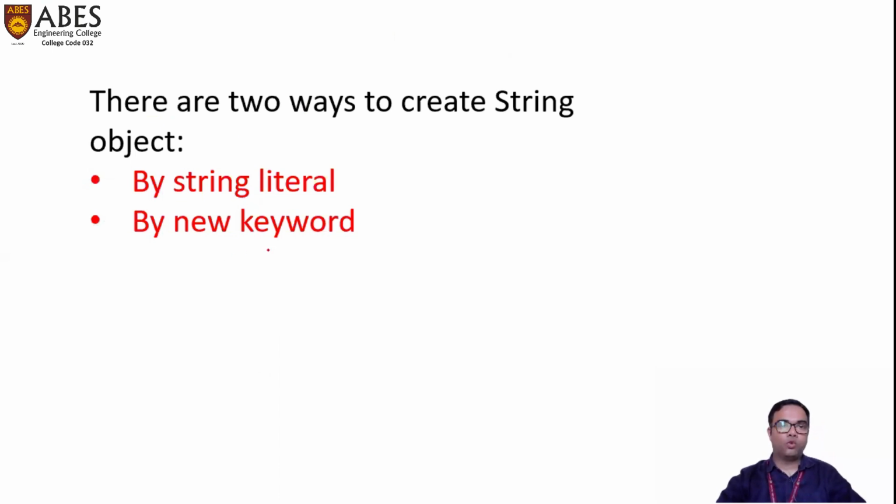There are two ways by which you can create a string. The first one is the string literal, and the second one is by the new keyword. You can create a string literal directly, initializing the string, or you can create a string with the help of the new keyword also.